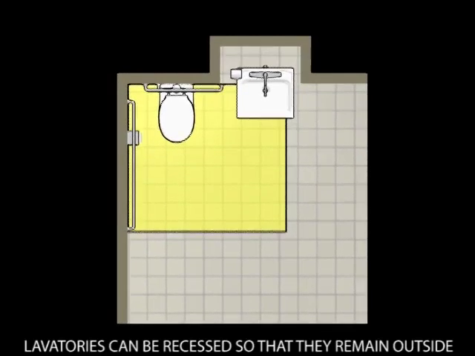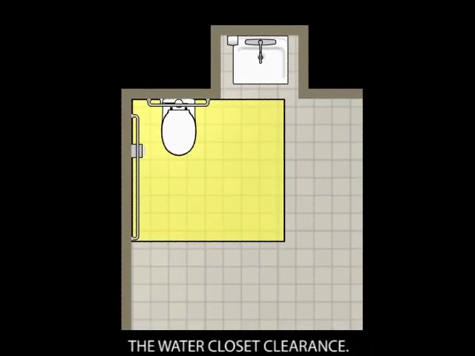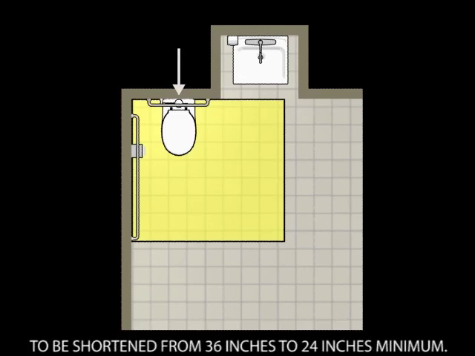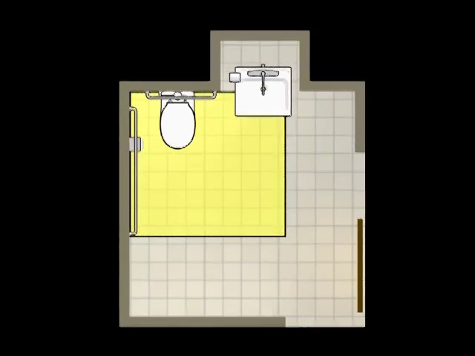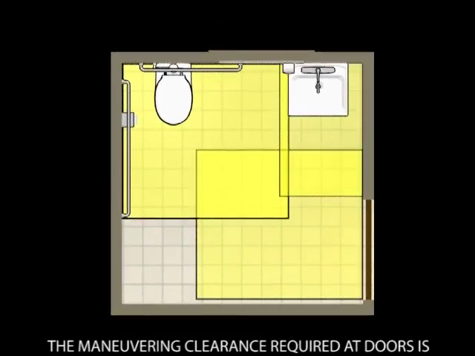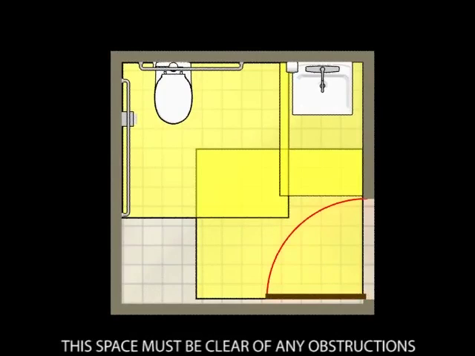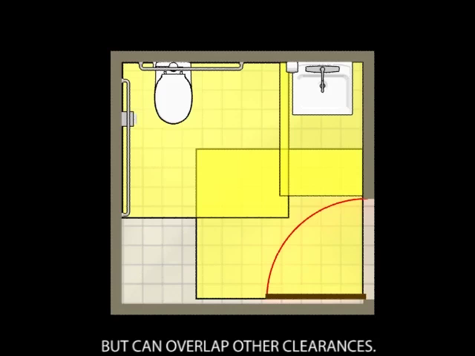Lavatories can be recessed so they remain outside the water closet clearance. To accommodate this configuration, the rear grab bar at the water closet is permitted to be shortened from 36 inches to 24 inches minimum. The maneuvering clearance required at doors is configured according to the swing and approach. This space must be clear of any obstructions, but can overlap other clearances.